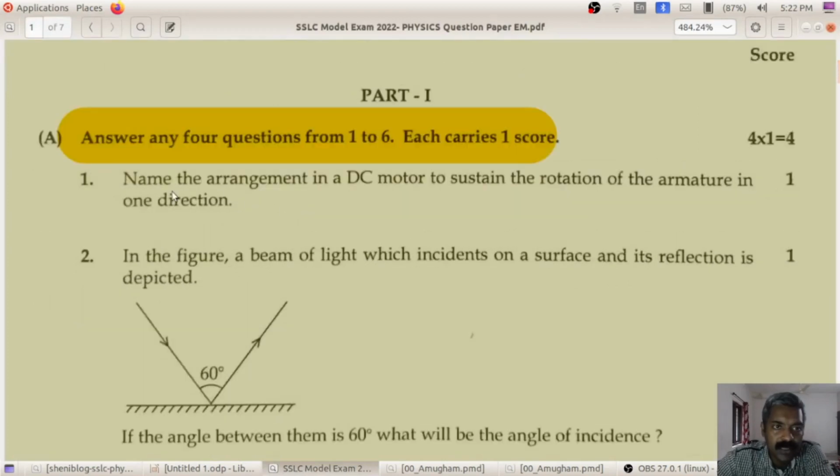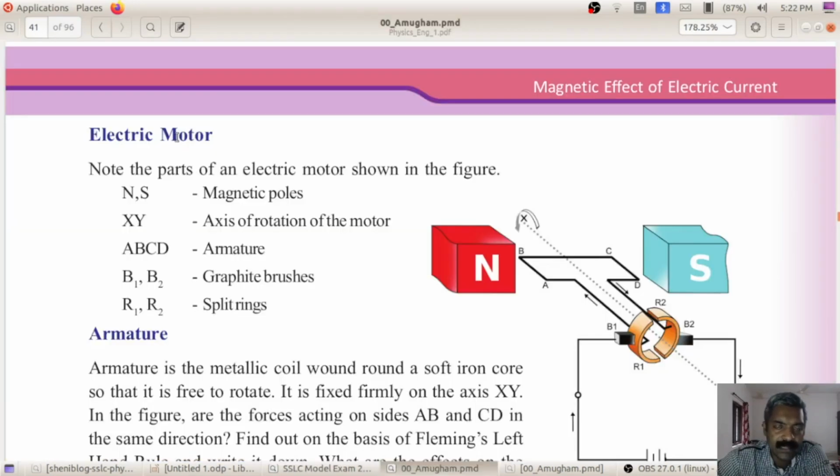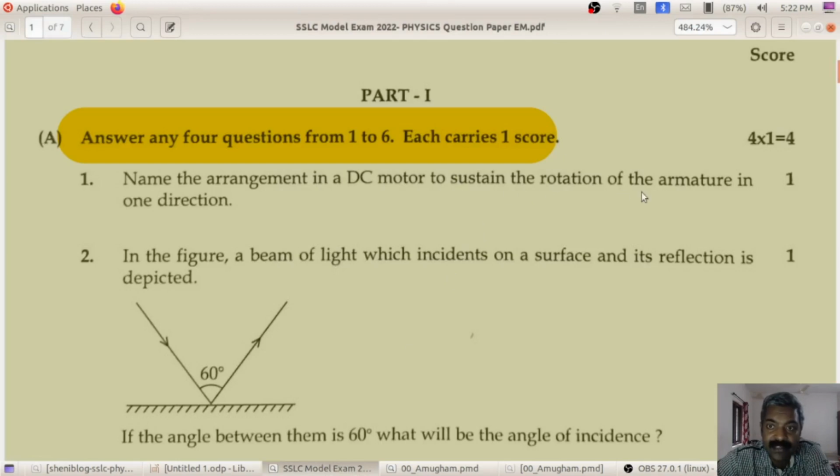Okay, first one, name the arrangement in a DC motor to sustain the rotation of the armature in one direction. Okay, this is electric motor. Here we use split ring. Split ring is used to sustain the rotation of the armature in one direction.